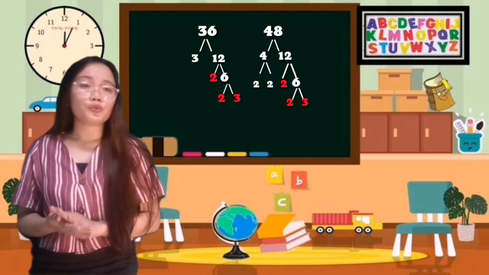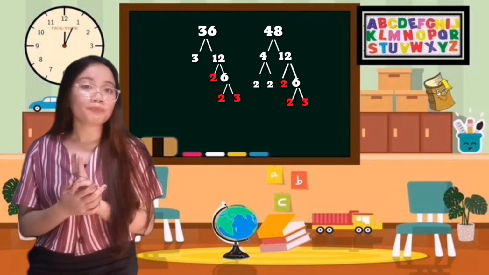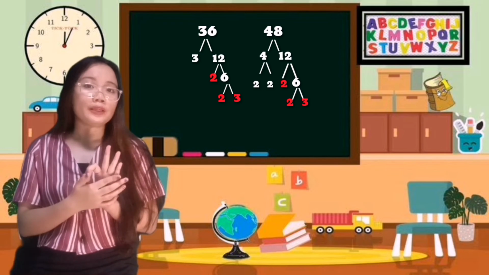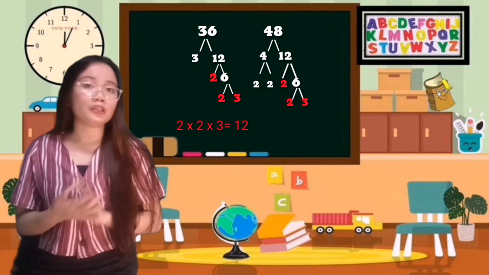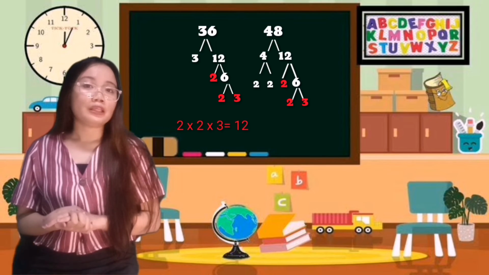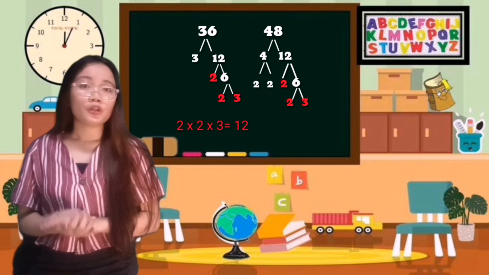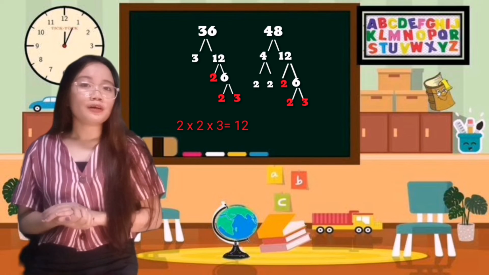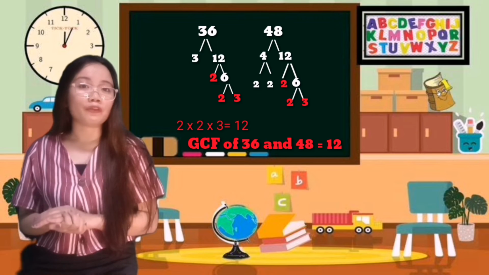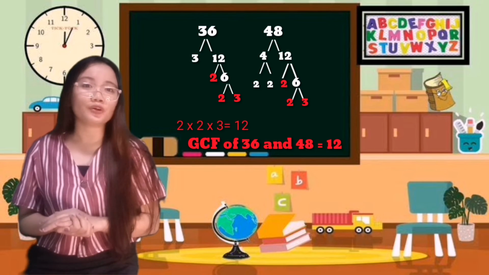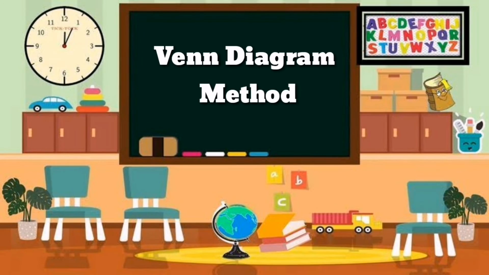Both given numbers have 2, 2, and 3. And we just need to multiply them and we will get the GCF. 2 times 2 times 3 is equal to 12. Therefore, the GCF of 36 and 48 using the tree method is 12.